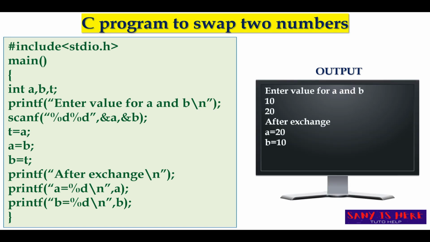Enter value for A and B. You can see the printf statement, and as a user he will enter the values 10 and 20. That will be done by the scanf function. After that, the exchange operation will be performed, the process we have used: T is equal to A, A is equal to B and B is equal to T. And after that we have used the printf statement, "after exchange" is printed on the screen, and we are printing the two values A and B. Got it? We'll see the line by line explanation of this program.